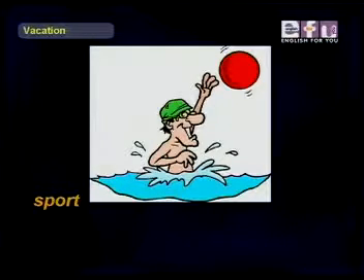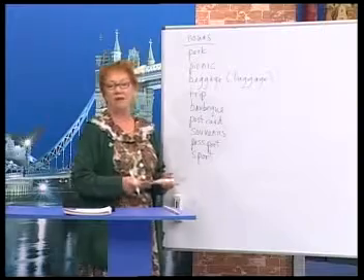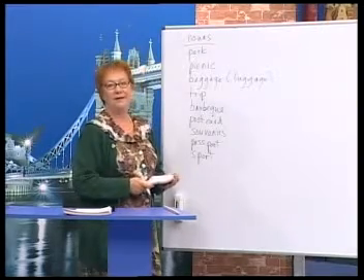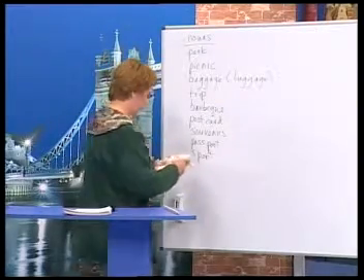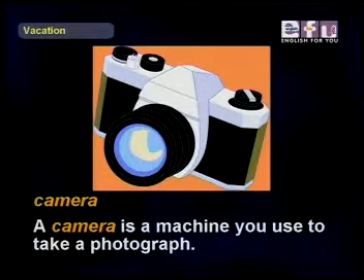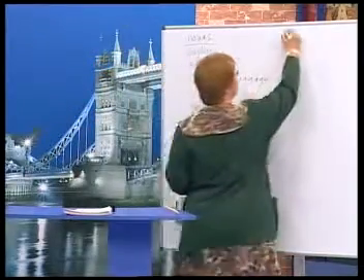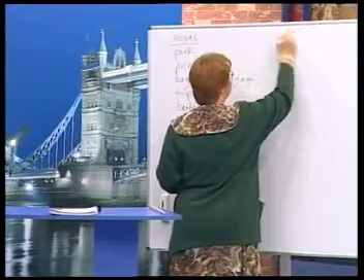We saw this before. Sport. Some sports are games which we play when we are on holiday. For example, beach volleyball or water polo. And finally, we have, very important, the camera. A camera is a machine you use to take a photograph. Okay, now let's look at some verbs that we can use.